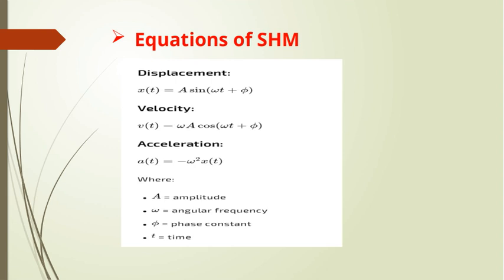It shows that acceleration is proportional to the negative of displacement, reinforcing that the restoring force always acts toward equilibrium. Mathematically, it's expressed as negative A omega squared cosine of omega t plus phi. These equations are interconnected and form the backbone of understanding simple harmonic motion.